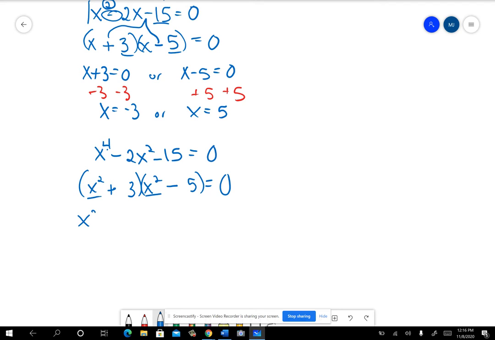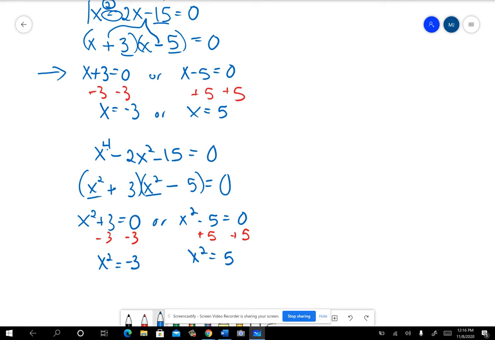So we're able to set x squared plus 3 equal to 0, or x squared minus 5 must equal 0, just like we did earlier when it was just x plus 3 and x minus 5. And even though we can't continue factoring at this point, we can use the square root method. So we can come in and subtract 3 from both sides. Okay, that would give us x squared equals negative 3. Over here, add 5 to both sides. That would give us x squared equals 5.